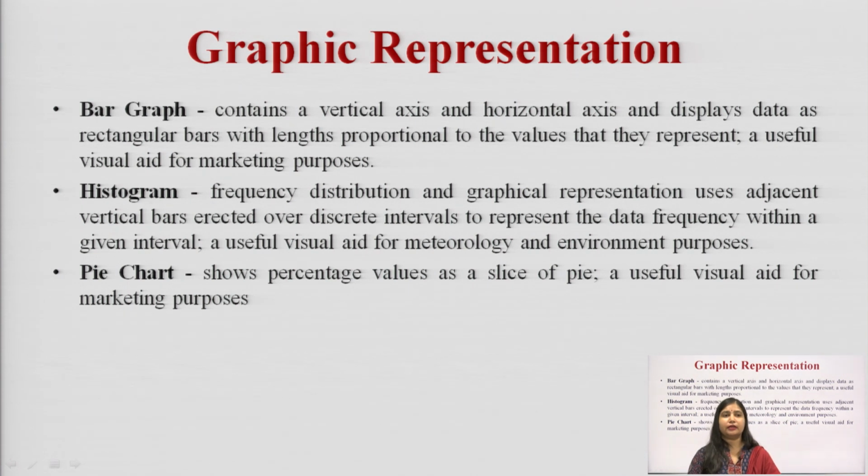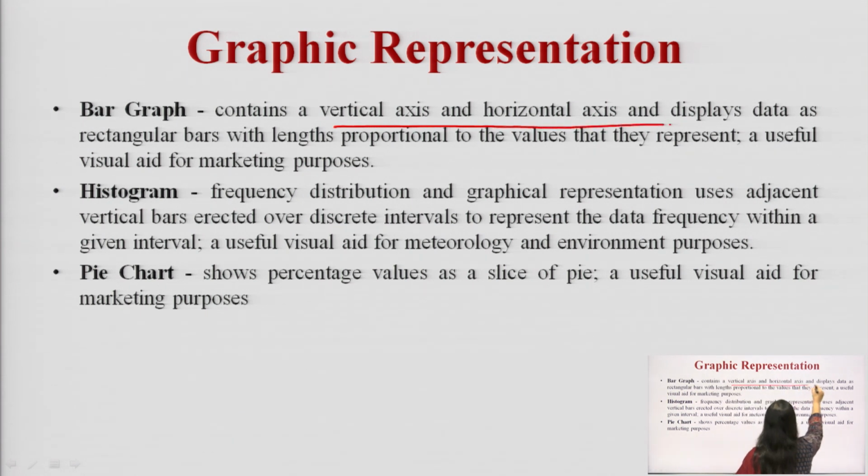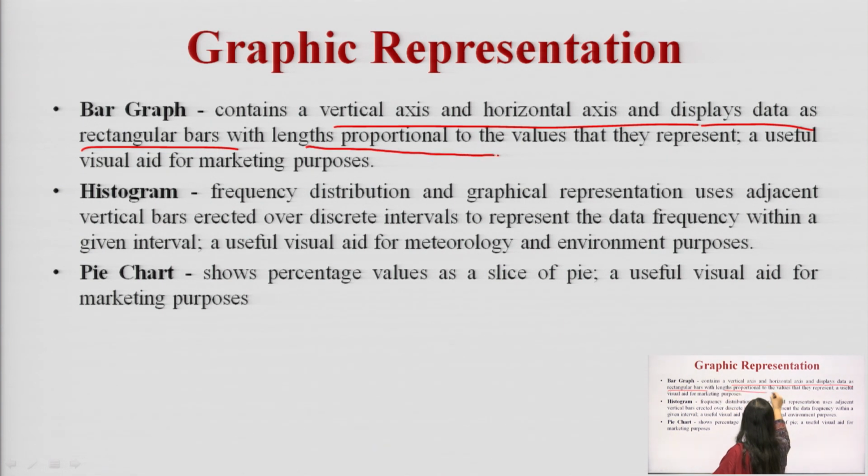Graphical representation basically has three types. So what is the bar graph? It contains a vertical axis and a horizontal axis and displays the data as rectangular bars. In the previous section we have seen the data. On the x axis the names of the countries are given, and on the y axis the amount in dollars is given. So every single bar represents, suppose the India bar represents how much income, in rupees or dollars, was given. The length is proportional to the value it represents, which is useful as a visual aid for marketing purposes.